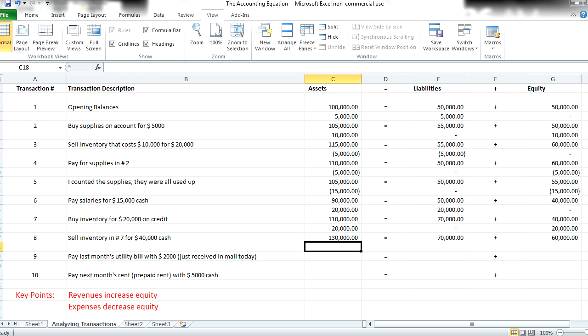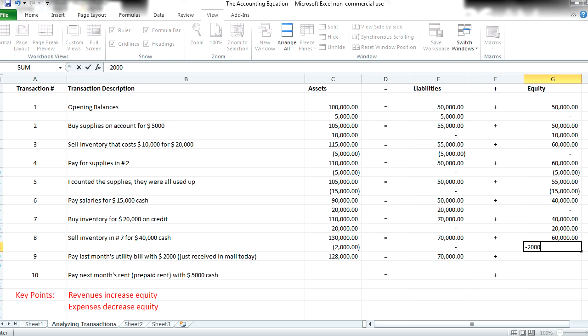In transaction number 9, we pay last month's utility bill with $2,000. Okay, we just received the bill in the mail today, and we're going to write them a check. So we're going to have outgoing cash of $2,000. That's going to reduce our assets. We have no change in liabilities, and since we record an expense, that's going to reduce our equity.